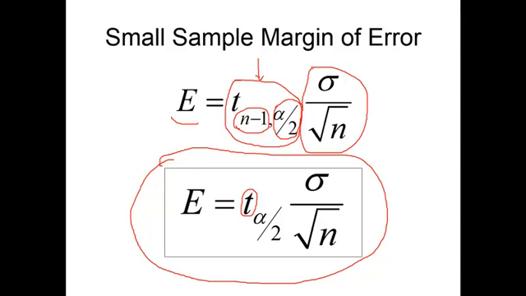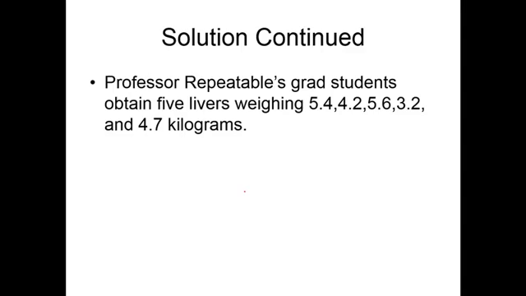Okay, and so if you know how to do confidence intervals regularly, you know how to do this. It's just in getting the t instead of the z where the difference is. So, Professor Repeatable's grad student obtained 5 livers weighing 5.4, 4.2, 5.6, 3.2, and 5.7 kilograms.